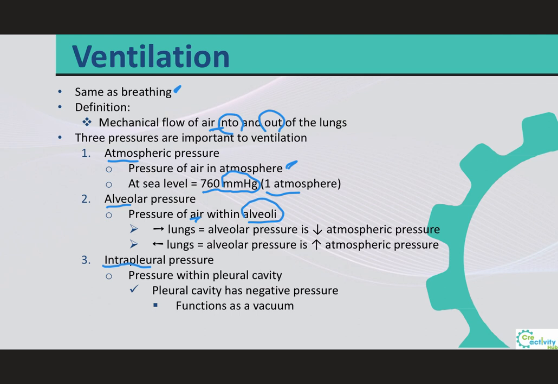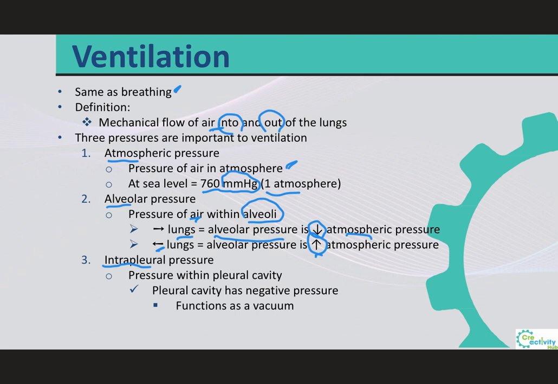And air flows into or out of the lungs because a pressure gradient will exist between the atmosphere and the alveoli. So air moves into the lungs when the alveolar pressure is lower than the atmospheric pressure, and moves out of the lungs when the alveolar pressure is higher than the atmospheric pressure. Makes sense, right? So the movement is going to occur from the higher pressure to the lower pressure.